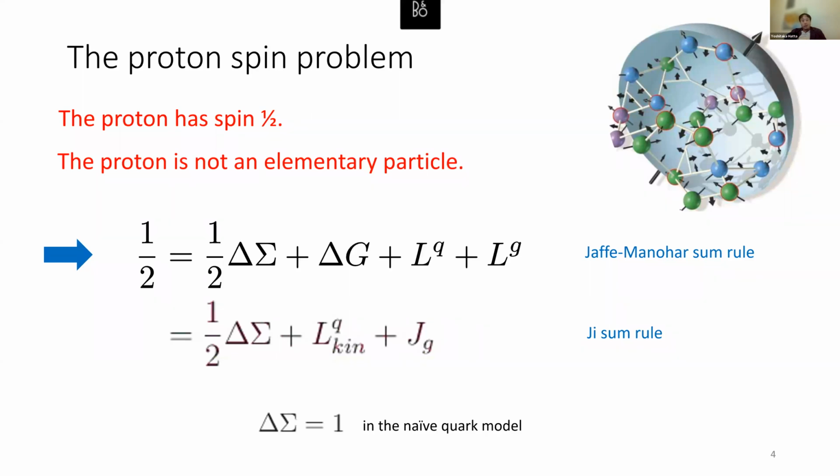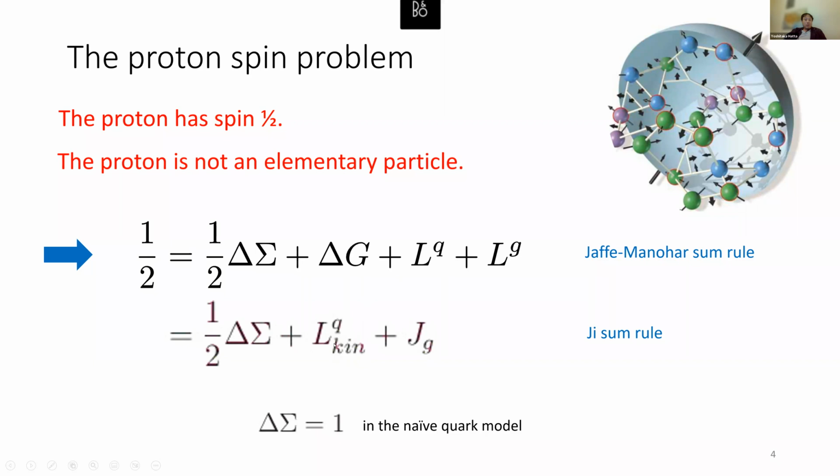So there is this Jaffe-Manohar sum rule, which says that the proton spin consists of the quark helicity delta sigma and gluon helicity delta G, and orbital angular momentum of quark and gluon, L_q and L_g. And there is another sum rule called the Ji sum rule, which says that it consists of 3 pieces. The first one, delta sigma, is identical to the Jaffe-Manohar sum rule. And there is a kinetic orbital angular momentum of the quark, but this orbital angular momentum is different from the orbital angular momentum in the Jaffe-Manohar sum rule. So I use a different notation here.